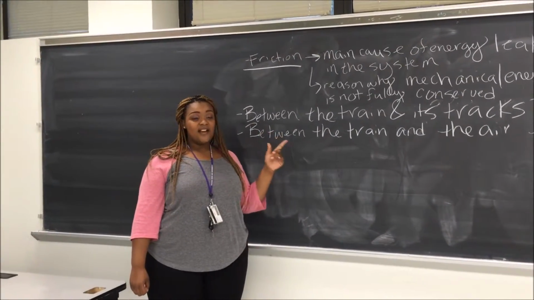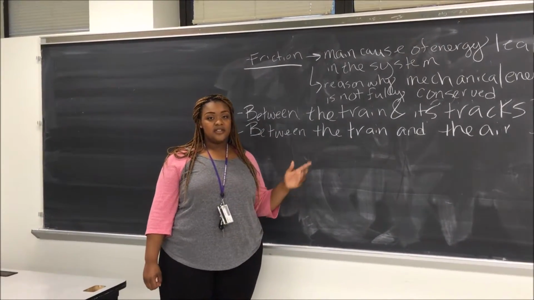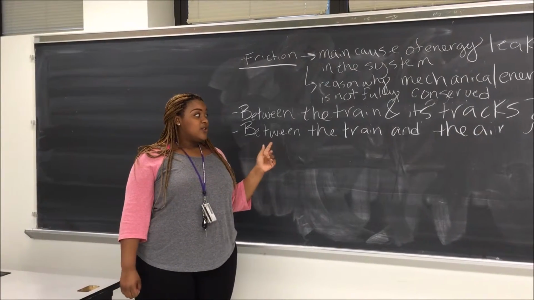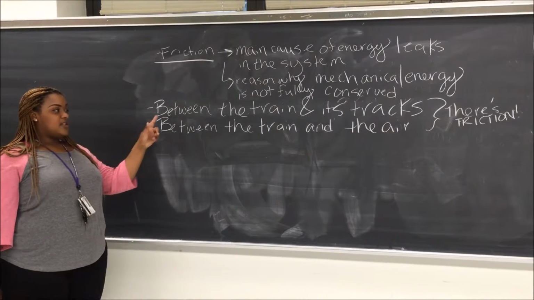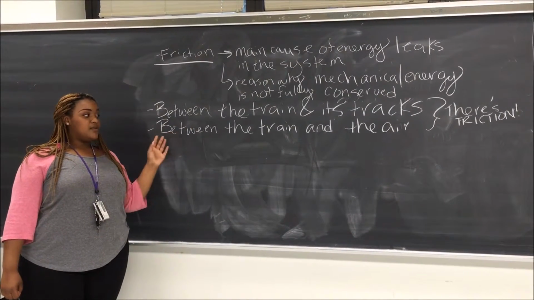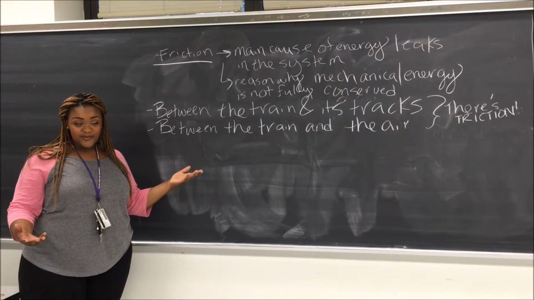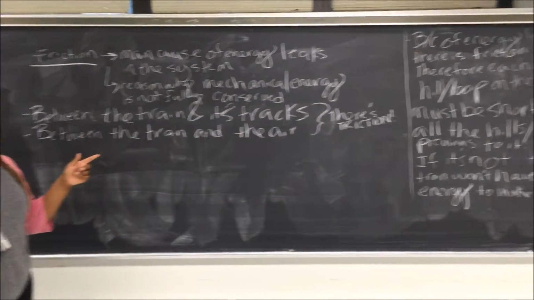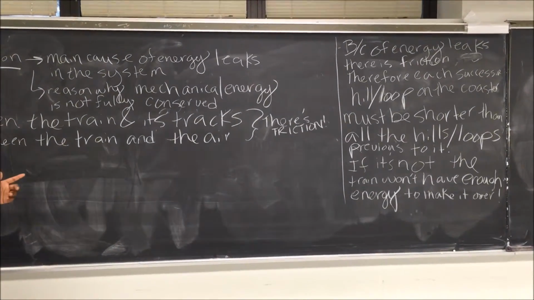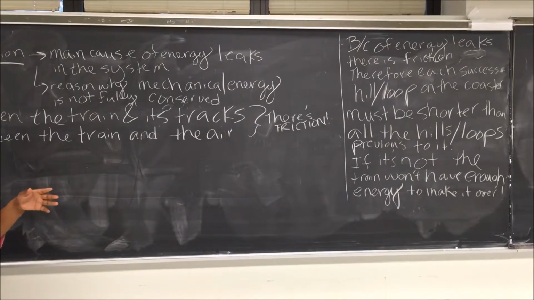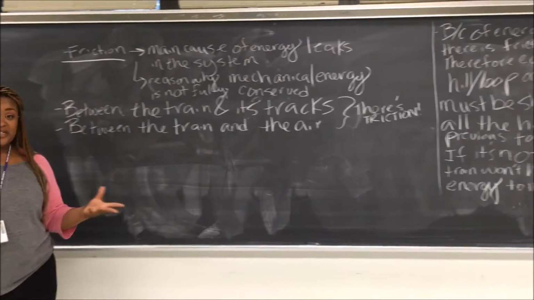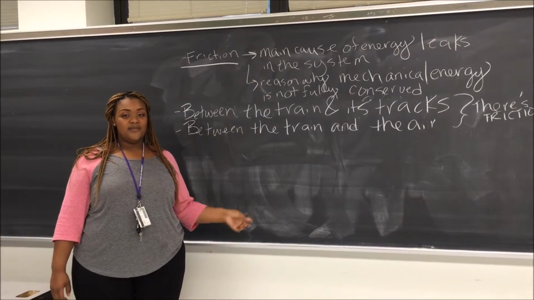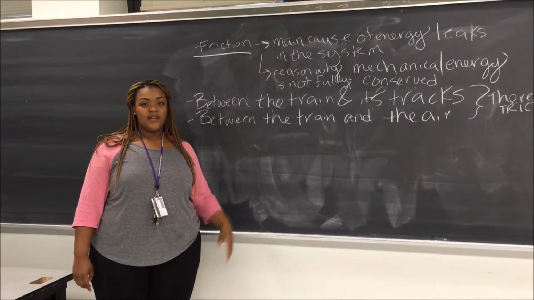Friction. The main cause of the energy leaks in the system is friction, and it's also the reason why mechanical energy is not fully conserved. There's friction between the train and its tracks, and between the train and the air. Since we know the energy leaks are caused by friction, the successive hills and loops on the coaster must be shorter than the hills before. If they're not shorter, then they won't have enough energy to make it all the way around.